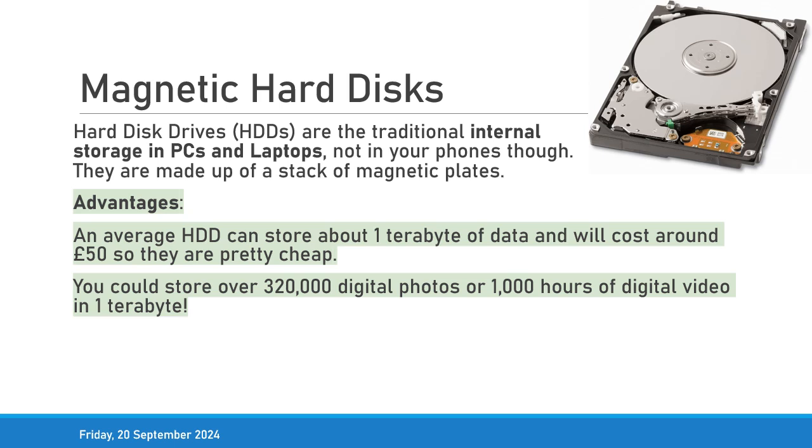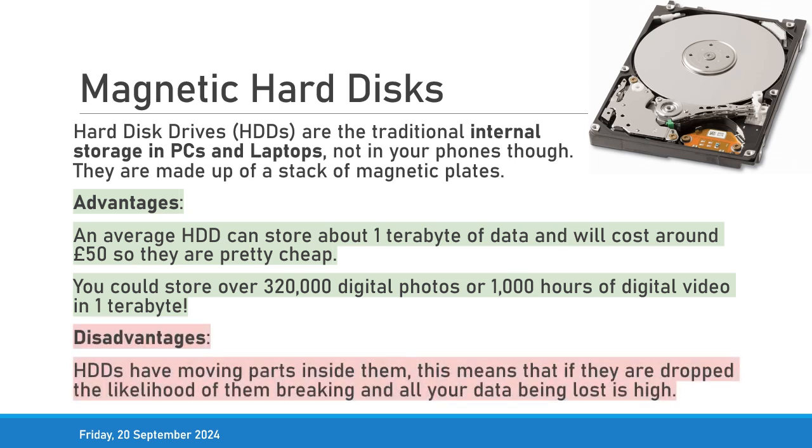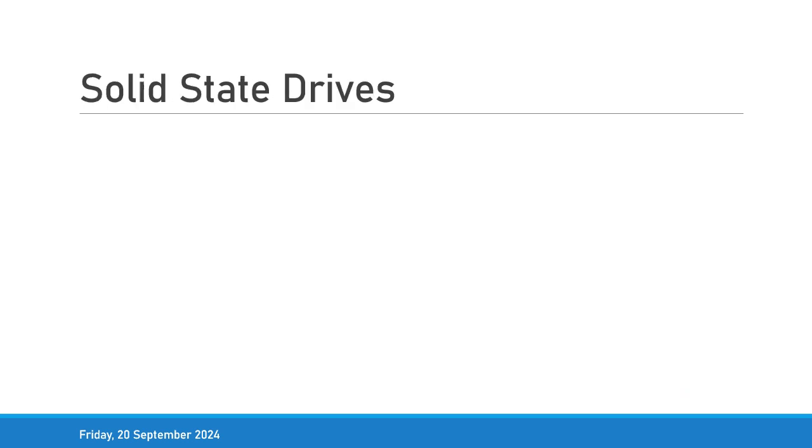So like I said, the advantages of using this are that it's actually got a massive capacity, and compared to its capacity, it's actually quite cheap. So its cost per gigabyte or per terabyte nowadays is relatively small. However, they have those moving parts inside, which means that if they are dropped, the likelihood of them breaking and all your data being lost is quite high.